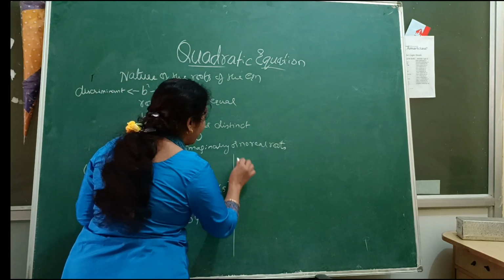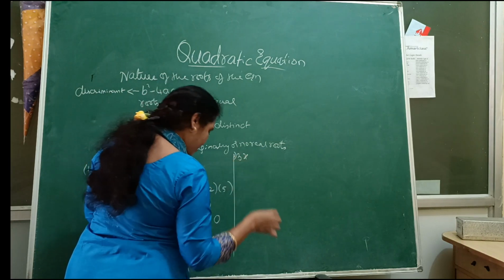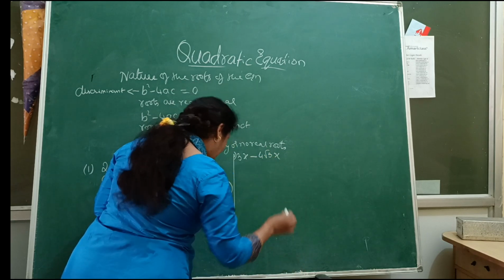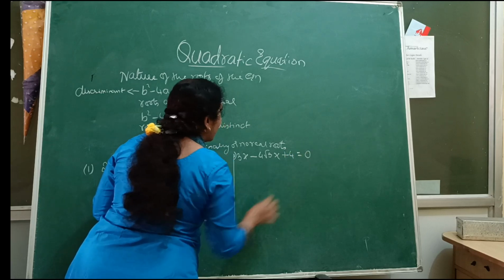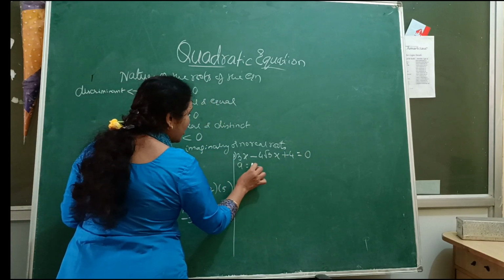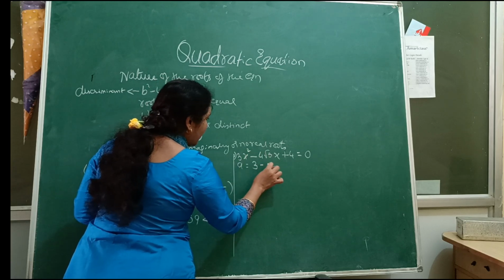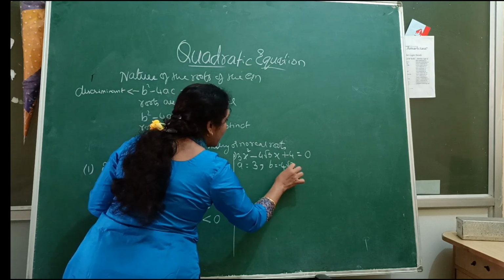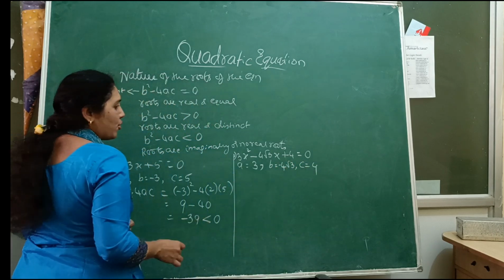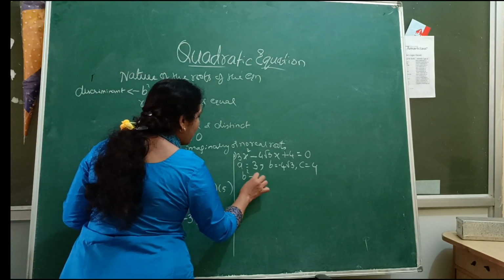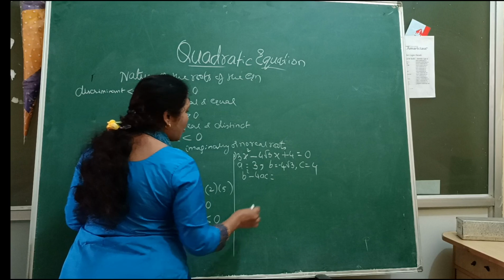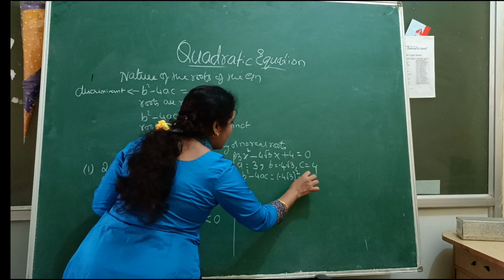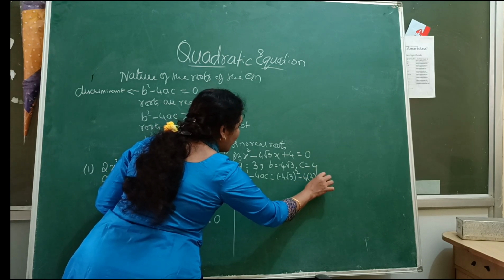The second one, 3x square minus 4 root 3x plus 4 equal to 0. Let me write it down. A is equal to 3, B is equal to minus 4 root 3 and C is equal to 4. b square minus 4ac is equal to minus 4 root 3 whole square minus 4 into 3 into 4.